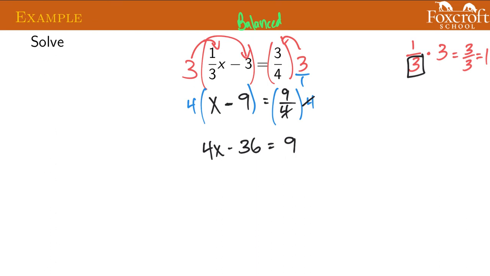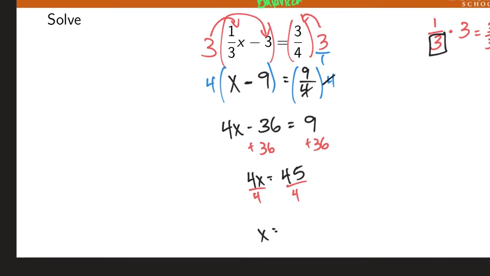It's straightforward to solve. I add 36 to both sides. And 4x is going to be 45. And then divide by 4. 45 over 4. And 45 and 4 don't share any common factors, so that's our final answer.